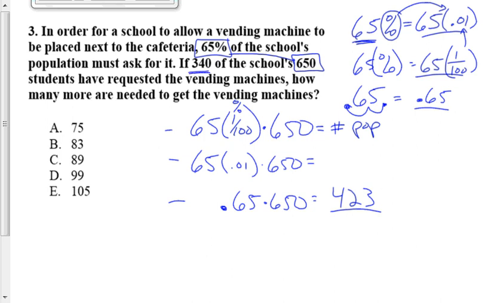We already have 340 people saying so. So if we subtract 340 from 423, that will tell us how many more people we need, which in this case would be 83 more people. So B, we need 83 more people, because then we will have 65% of 650.